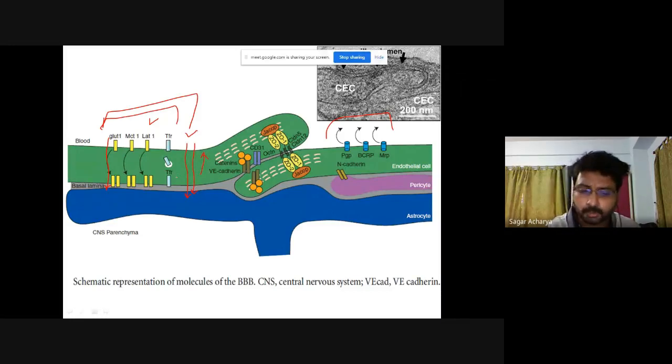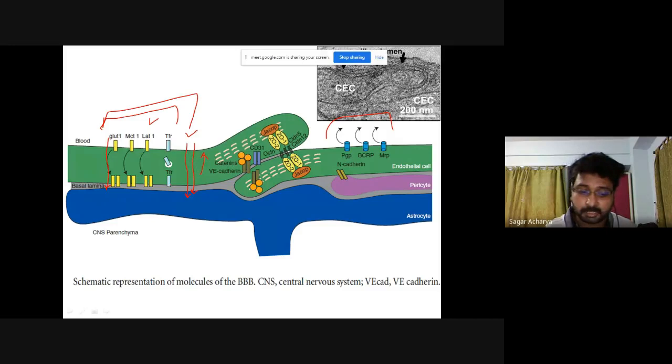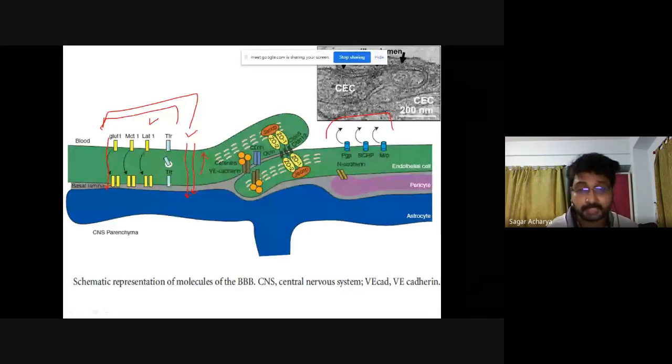GLUT1 is the important one, glucose transporter 1, and then comes the L system for large amino acids, LAT1. MCT1 is also there, which is very important for transport of several amyloid proteins. There are also low density lipoprotein and TfR, the Trojan horses, which are mainly used for drug delivery. Nowadays drugs can be delivered by targeting these Trojan horse TfR receptors or transporter systems.